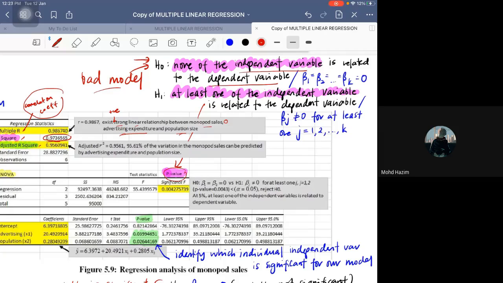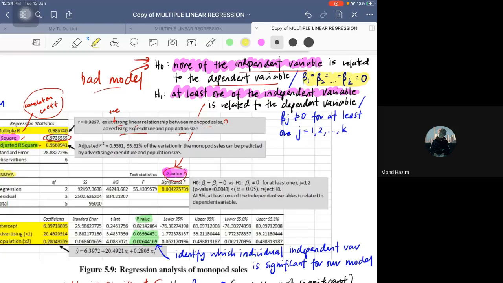Instead of writing it in terms of a sentence, you can also use symbols. So for H null, this is going to be our hypothesis in terms of symbols. We're going to say that beta 1 is equal to beta 2 is equal to beta k is equal to 0, if you remember. This is very similar to our linearity test that we discussed last week. The only difference is that for the linearity test, we only have one beta, which is beta 1. So we write that beta 1 is equal to 0.